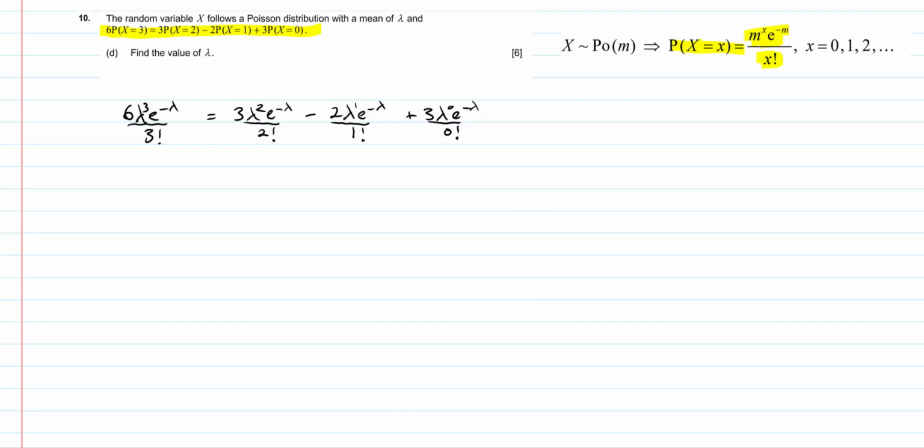So we can cancel out some terms here. So e to the negative lambda, well, that's never equal to 0, so we can just divide through by e to the negative lambda. That'll cancel out all those terms. And then for the remaining terms, we've got 6 over 3 factorial. So that is just 1, as 3 factorial is just 6. So the left-hand side we're going to be left with lambda cubed.